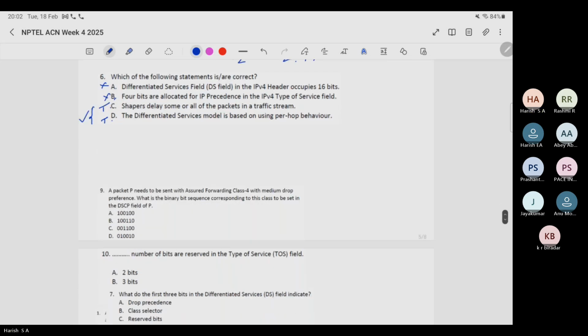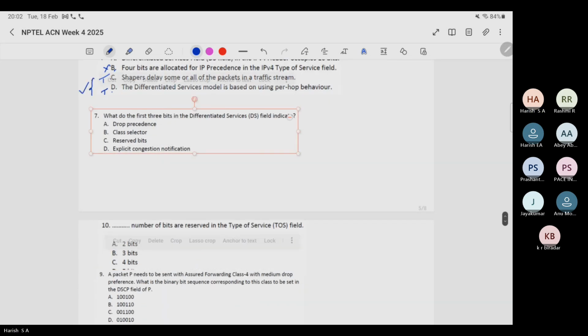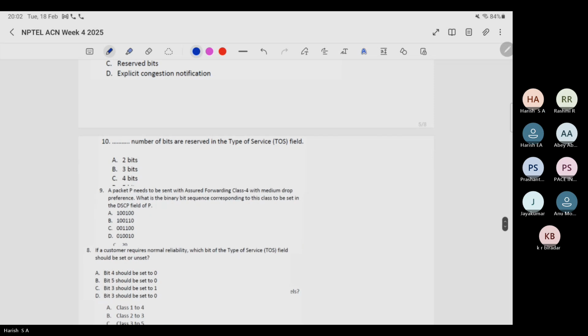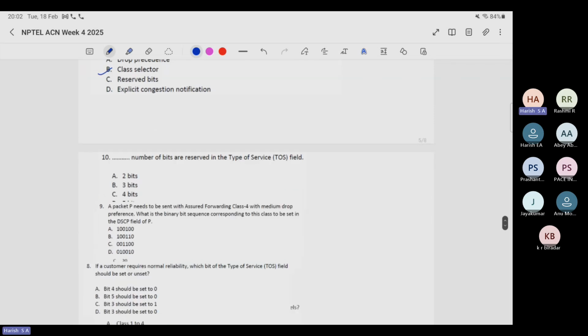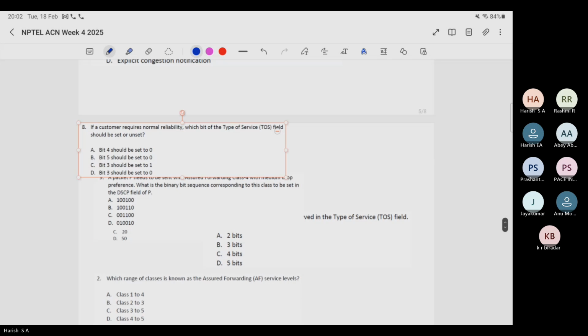Okay. Seventh question is, what are the first 3 bits in the DS field indicate? The first 3 field is basically the class selector. This is from previous question, right? It's class based reservation. So the answer is B there. And 8.